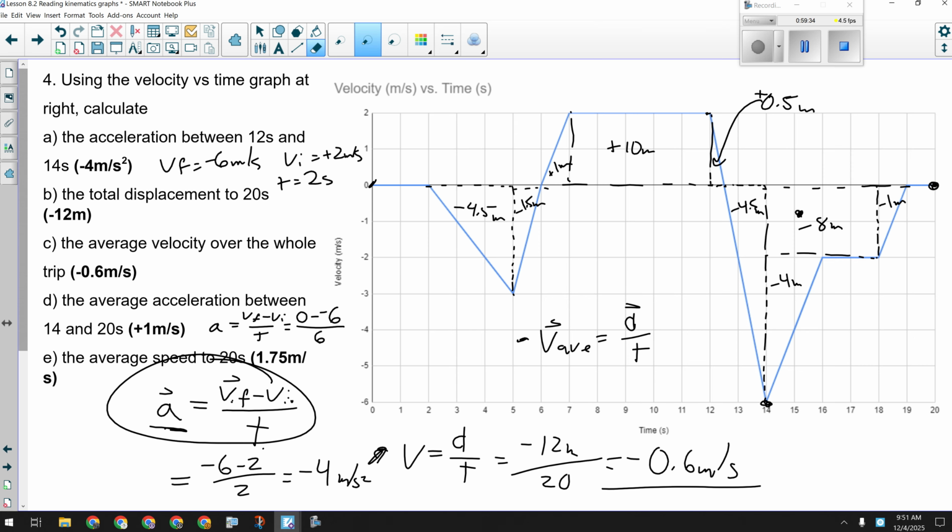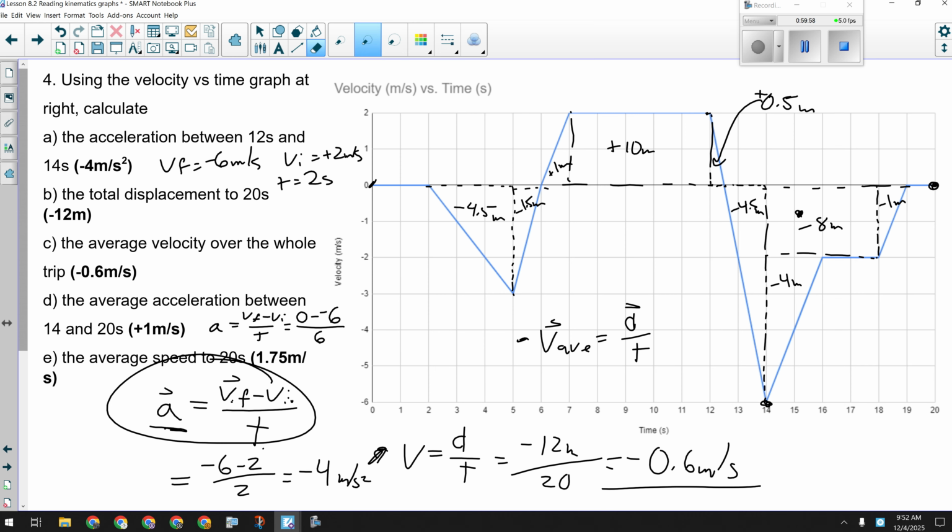Just plug the numbers into the formula. The final velocity is 0. The initial velocity at 14 seconds is -6. 0 minus -6 is +6, divided by 6 seconds, and you've got +1 meter per second squared. Do part E.